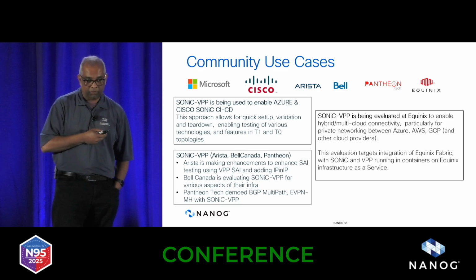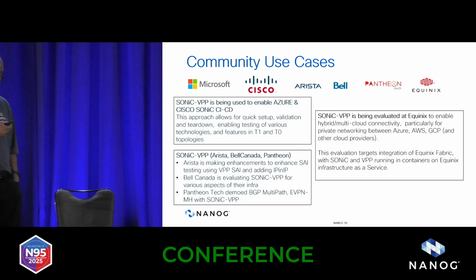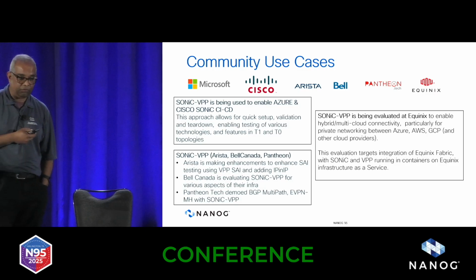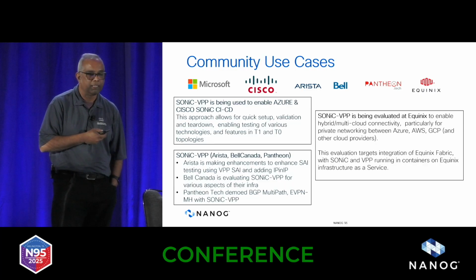Bell Canada is also using SONiC VPP for various infrastructure testing roles in their network. Pantheon, a startup out in Eastern Europe, is also using and demoing BGP multipath capabilities using IP VXLAN or EVPN and multi-homing with SONiC VPP here.